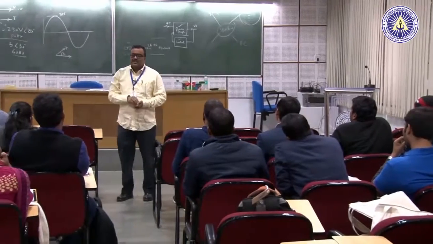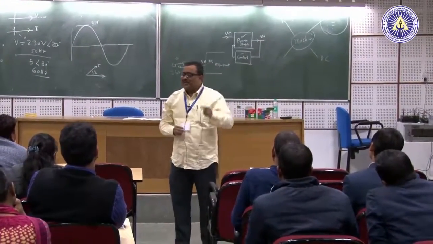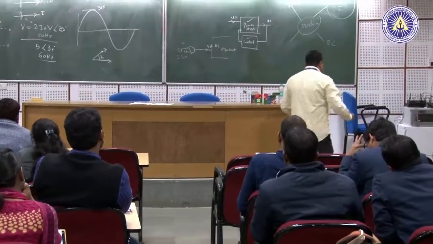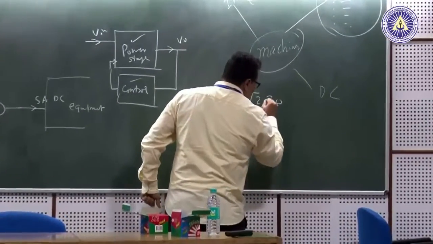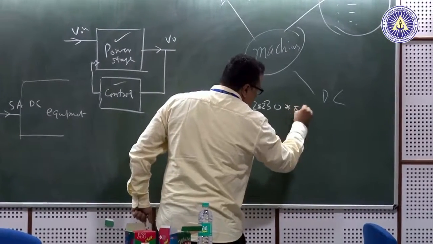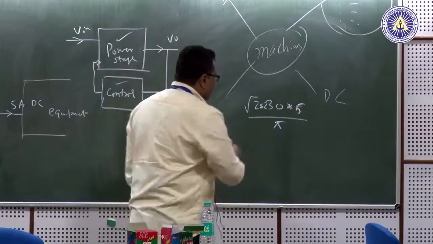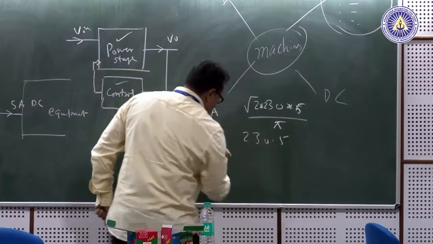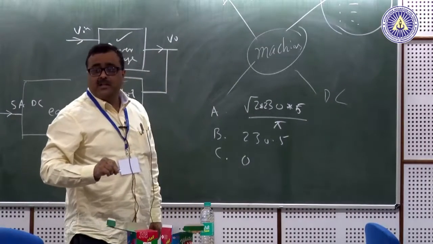230 into 5. Root 2 into 230 by pi. Root 2 into 230 by pi. Any other answers? Let me write down all the answers: root 2 into 230 by pi into 5. 230 into 5 by pi. Correct. Any other answer? Answer A. Answer B, 230 into 5. 0. Any other?